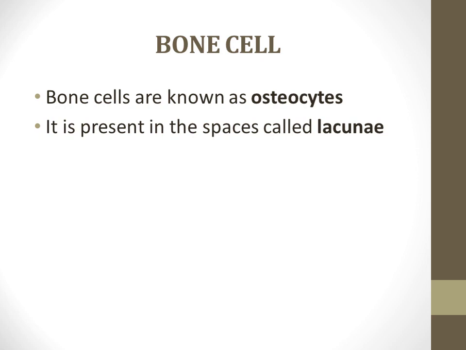So chondrocyte is a cell which is present in the cartilage tissue, and osteocyte is a cell present in the bone. Fine? Okay. And this osteocyte is present in the spaces called lacunae. So define lacunae, or what is lacunae, will be the question. So the osteocyte cell is present in the spaces in the bone, which are called lacunae. Right?